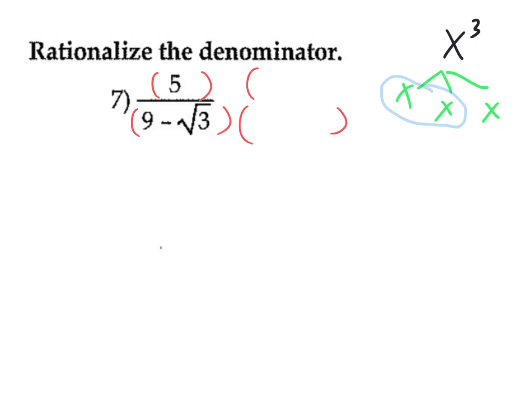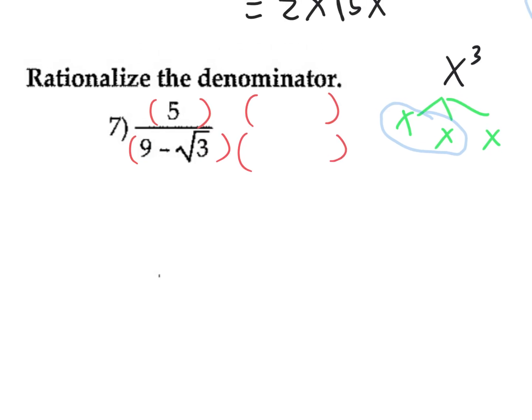And that very special number is called the conjugate. And the conjugate is the exact same thing, except the opposite operation. So it's going to be a plus. So up top, we will have to deal with this soon.